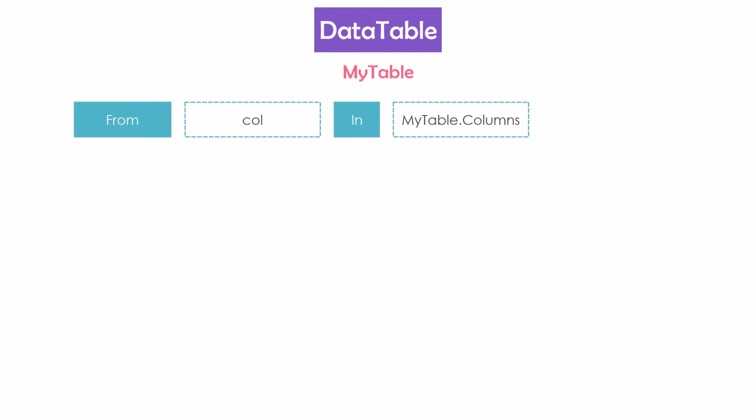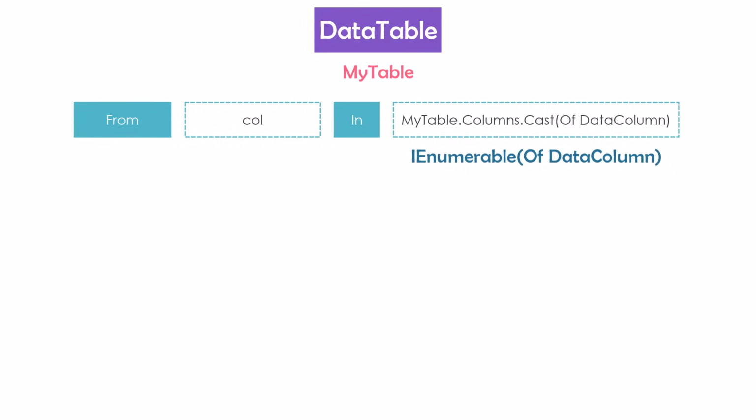But we still need to add cast method, to get the columns as data column type. In this case, the data source will be of type IEnumerable of data column. But if we don't use cast method, the type will be IEnumerable of object. What does this method exactly mean and how to use? I will explain it in another video later. For now you only have to write this method as following, if you want to query the columns of a table. The statement is ready now.